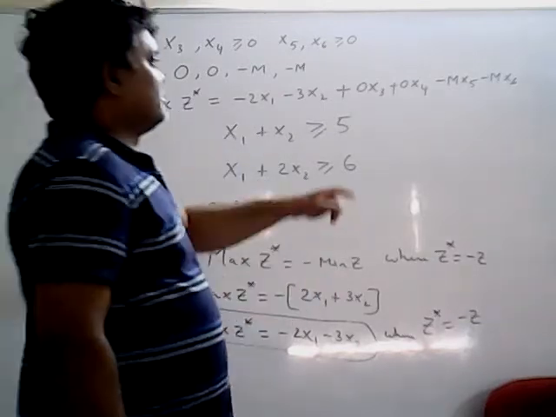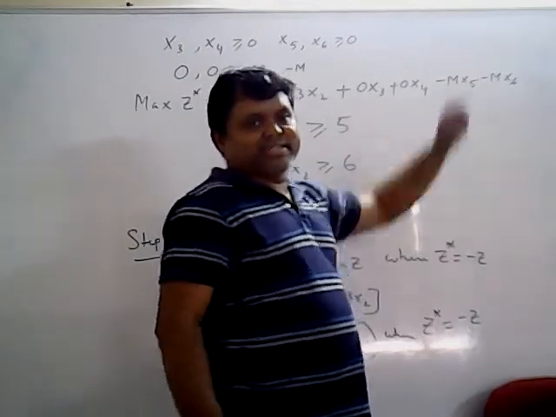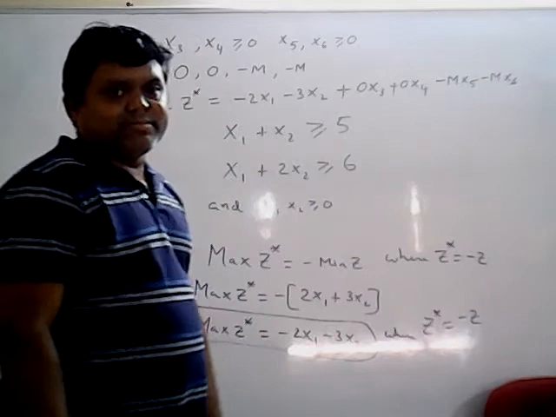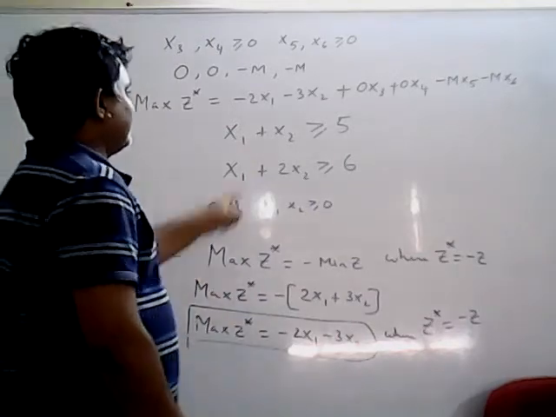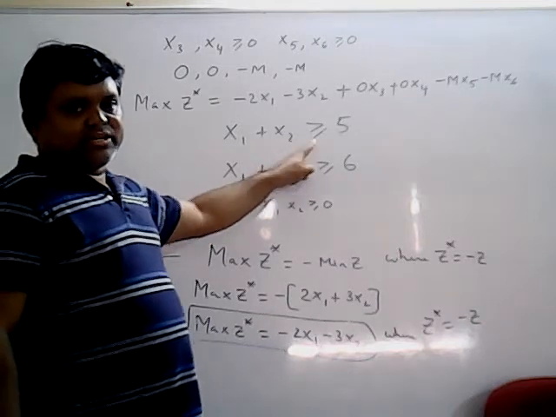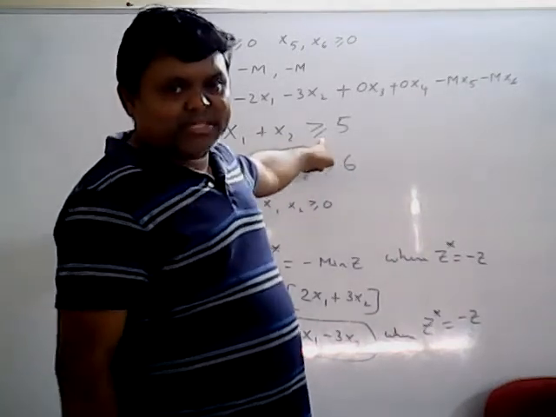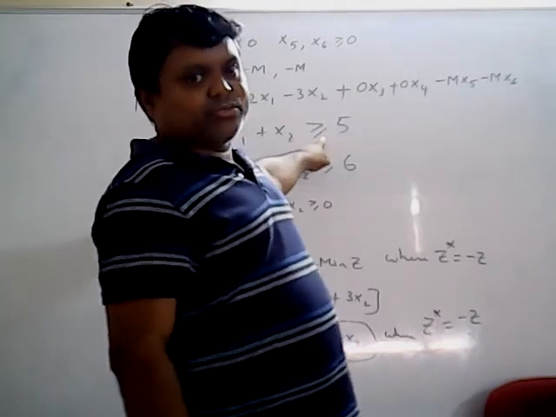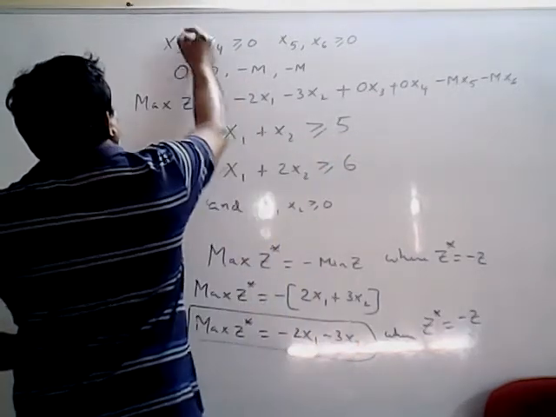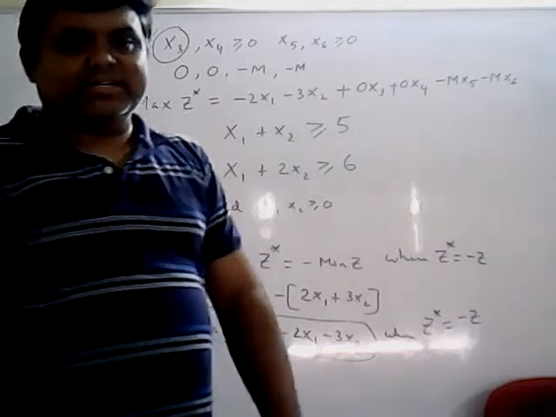These are the surplus variables, and these are the artificial variables, so the artificial variable cost is minus M: minus Mx5 minus Mx6. Now see the first constraint. It is greater than or equal to, which means a surplus variable is used. The first surplus variable is x3. Is a surplus variable subtracted or added?